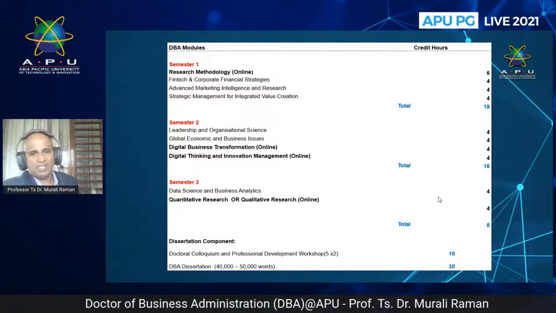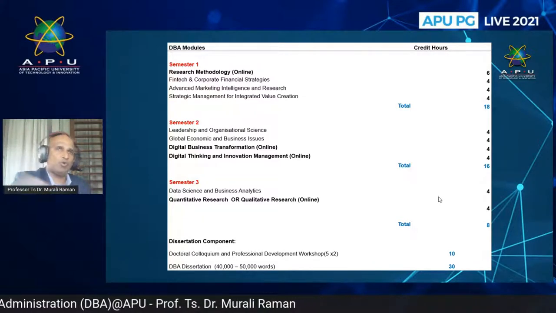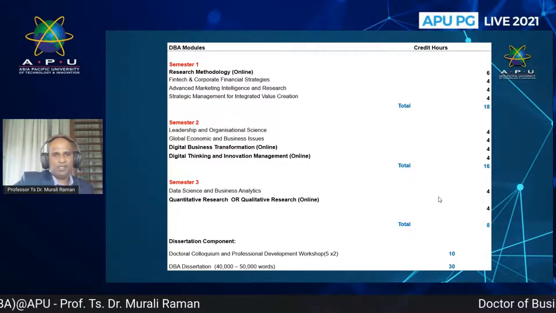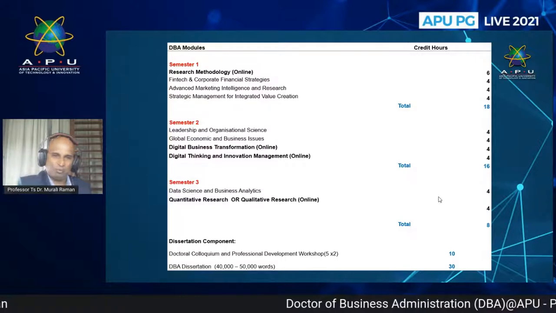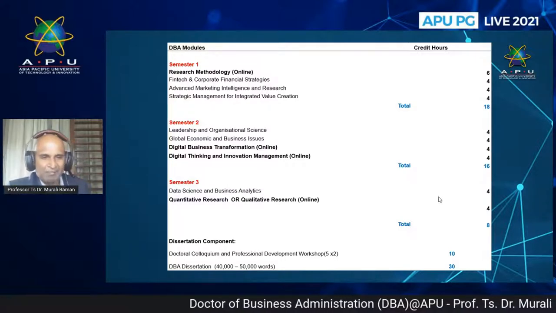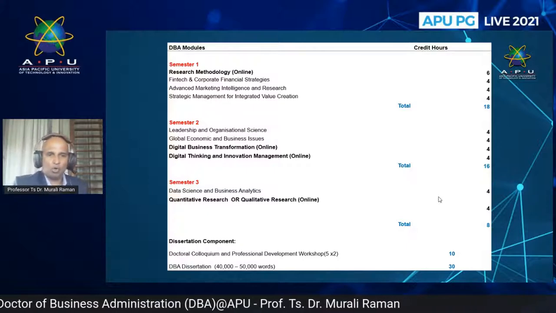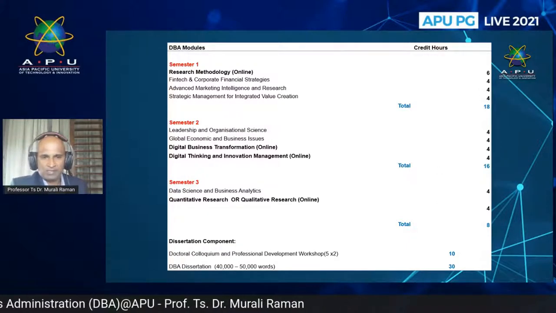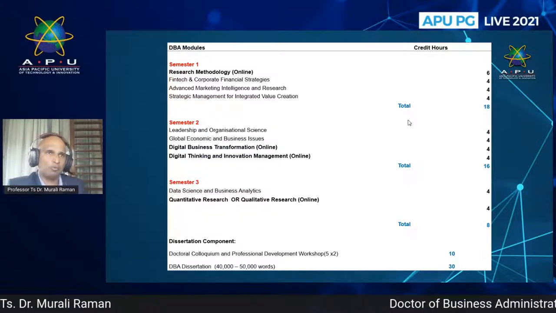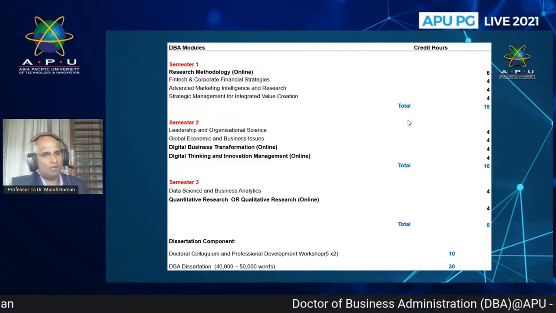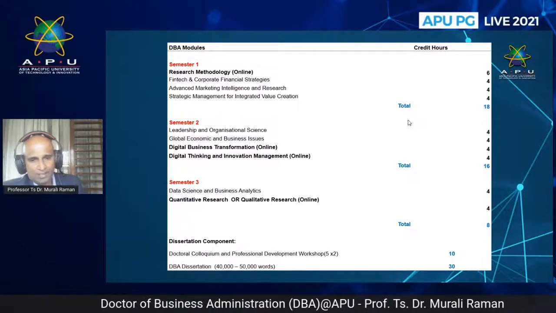Also, that's a derivative of your research topic. Certain research topics would require you to look at it from a quantitative perspective. Certain ones will require you to look at it from a qualitative perspective. Worry not. That's why you have the supervisors who will guide you for the final part, which is the dissertation component, which consists of the doctoral colloquium and professional workshops that help our students ensure you are prepared for things like your proposal defense, your mid-candidature, and ultimately your viva in the end. Also work completion in between.